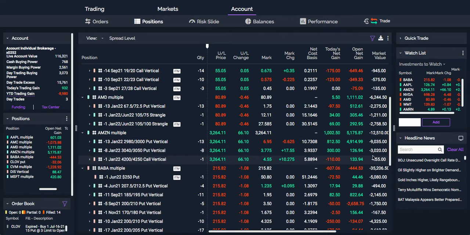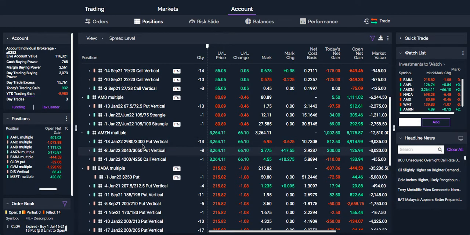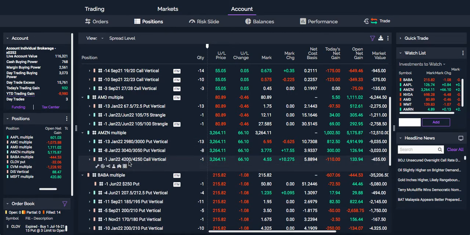Same as this one. This is a 3,050 that we put on, risking $8,000, but we collected about $3,300. So again, if Amazon stays above that price, we make full profit. We also did a call credit spread. So this is the bearish one. We're saying that Amazon won't go above $4,200 by January of 2022.